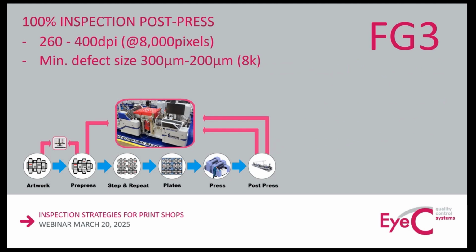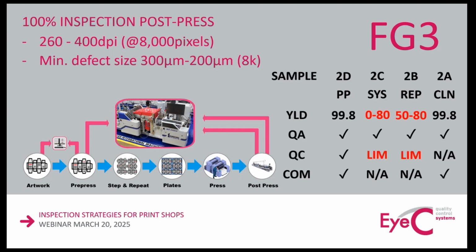So let's run the numbers for our sample jobs 2A through 2D. Job 2A with the clean make ready here on the right, only containing 0.2% of individual defects, leads us to the expected 99.8% yield here, because we're tossing out 0.2% of bad cartons rather than 2% bad press sheets on a press.